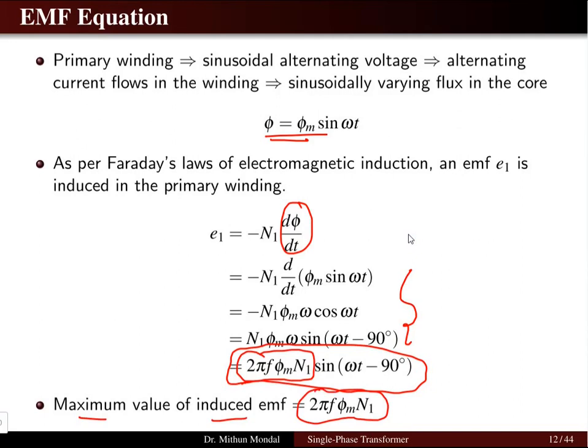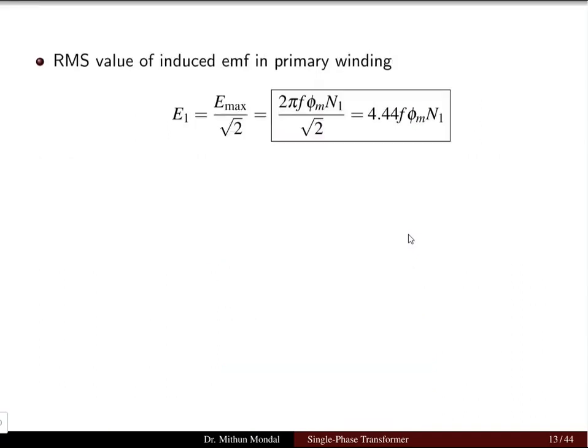Moreover, we can also see that the induced EMF E1 is 90 degrees out of phase with respect to the flux phi. So when the flux phi is at 0 degrees, the induced EMF we are getting is at minus 90 degrees. So flux and induced EMF are out of phase with respect to each other by 90 degrees.